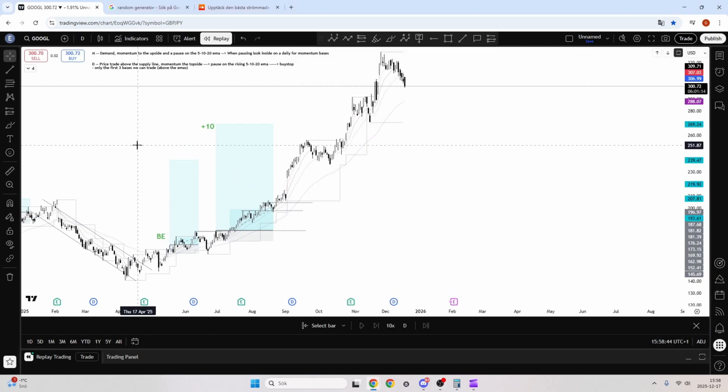In this video I am backtesting Google, and I'm only using two concepts, which is stage 1 and stage 2, but also momentum based trading. This strategy applies across multiple markets and all time frames. So if you prefer trading lower time frames, that's perfectly fine. And this is not financial advice and is for educational purposes only.